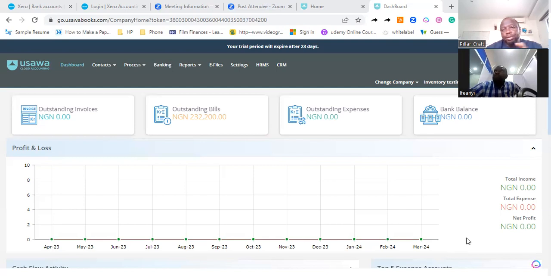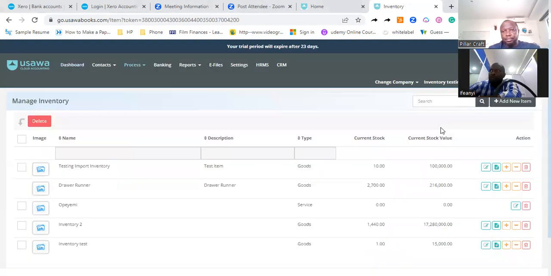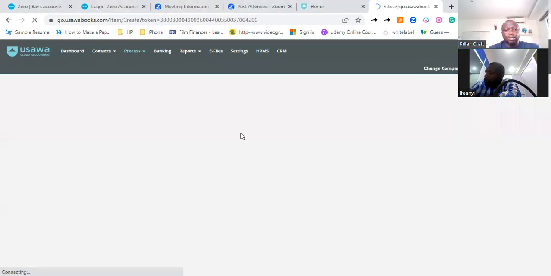Okay, so what I'll be doing here is walking through, based on what you have explained to me, the way you have created two warehouses and the same product in two places. And the way you created it, I will now show you what I was talking about. First, I want to create inventory, manage inventory. Let me add a new item.